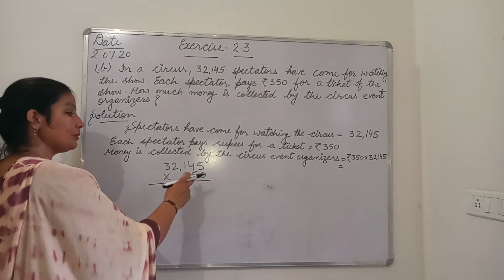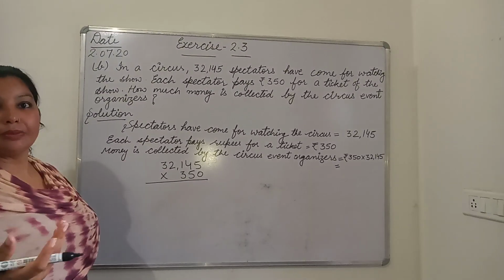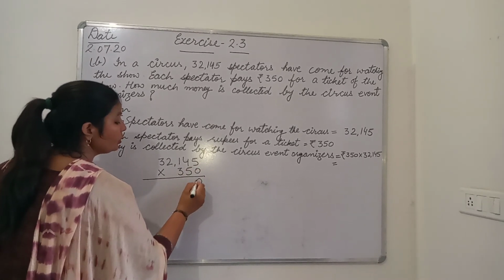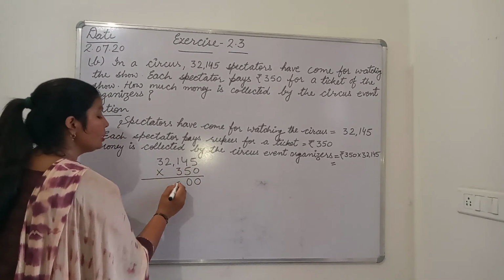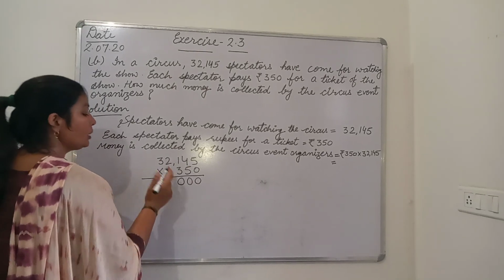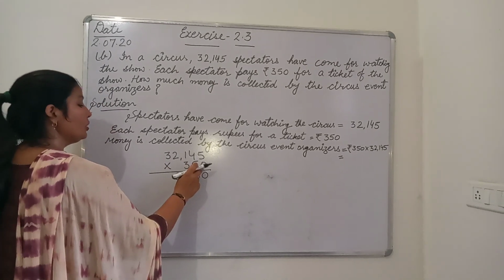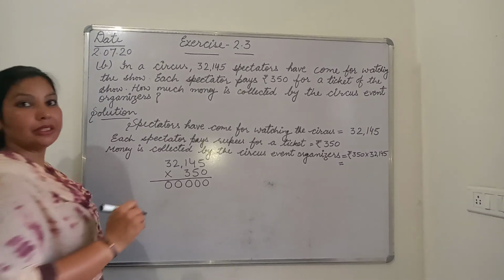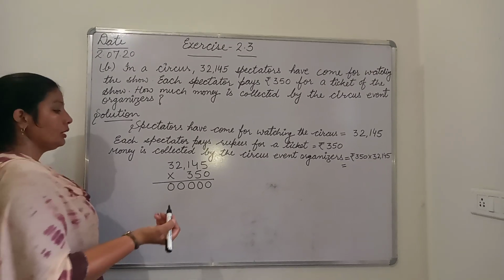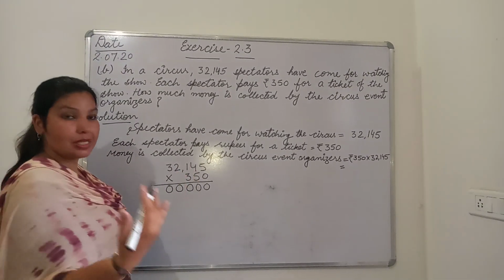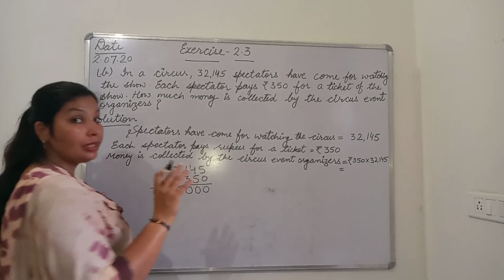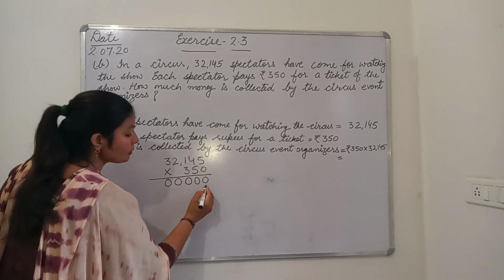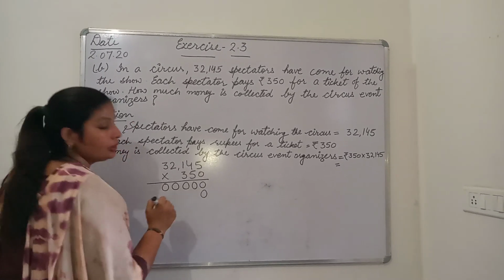Firstly we multiply by 0, and any number multiplied by 0 gives the answer 0. So 0 5s are 0, 0 4s are 0, 0 1s are 0, 0 2s are 0, 0 3s are 0. Whenever we multiply by 0, we get the answer 0. Now we cross the ones column, because we are multiplying by 5 tens. We cross it and make a 0 here.